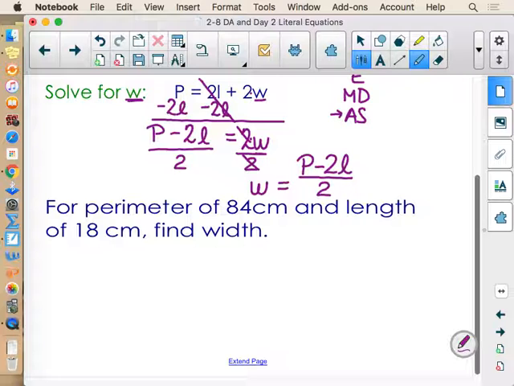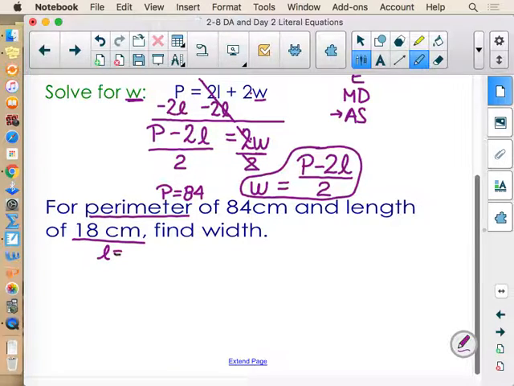So the result of solving for W leaves us with a formula that, instead of getting a single number, is telling us how to take perimeter and length and then calculate width. The next part is related. It says, for a perimeter of 84, so mark these up with me as I go so that you're modeling how you'll handle homework, and a length of 18, find the width, which is the W.